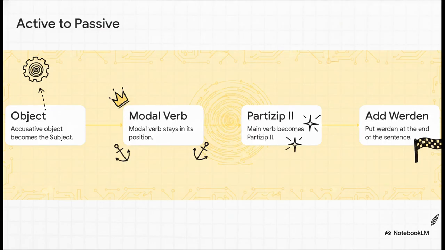If you want to transform an active sentence into a passive one, just follow 4 simple steps. Step 1, your old accusative object gets a promotion. It becomes the new subject. Step 2, keep your modal verb right where it is. Step 3, change your main verb into its Partizip II form. And step 4, literally just drop werden at the very end of the sentence. 4 steps, perfect grammar every single time.